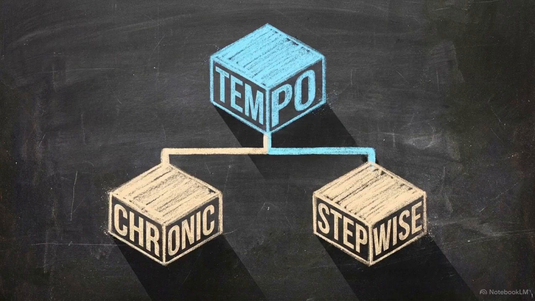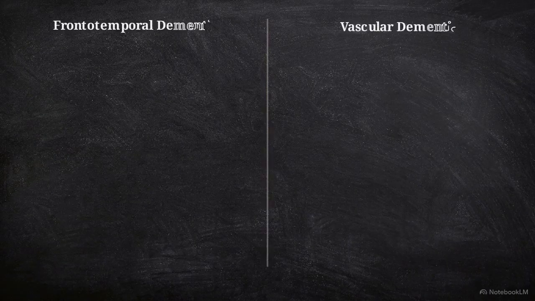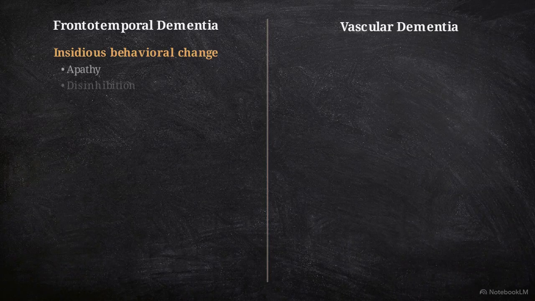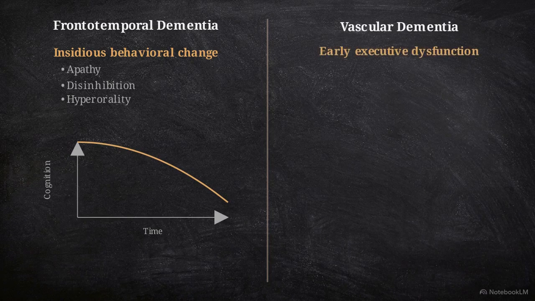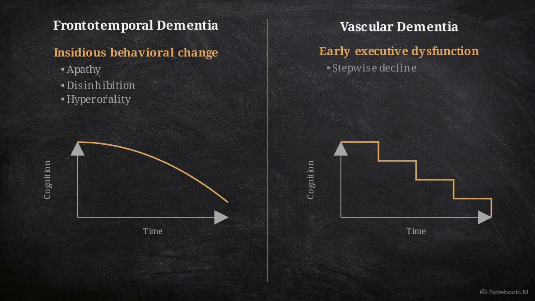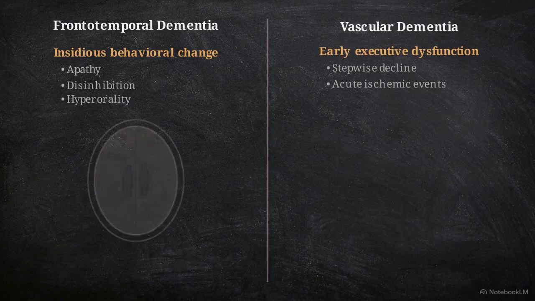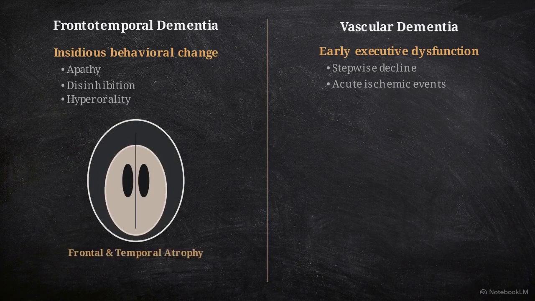We begin with the tempo branch, specifically differentiating chronic and stepwise cognitive decline. This table compares two tested pathologies. Left, frontotemporal dementia. The early feature is insidious behavioral change, apathy, disinhibition, and hyperorality. Contrast with vascular dementia. These patients experience early executive dysfunction. The timeline is a stepwise decline following acute ischemic events.